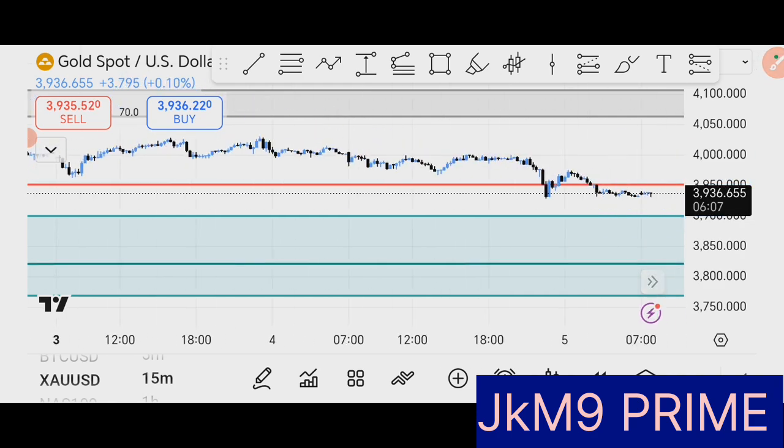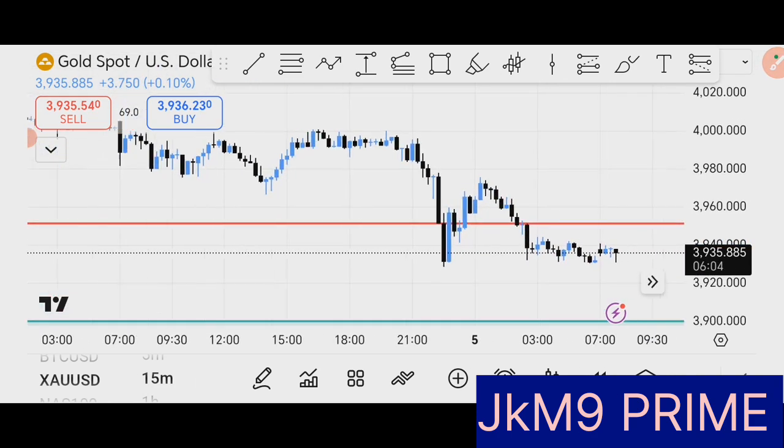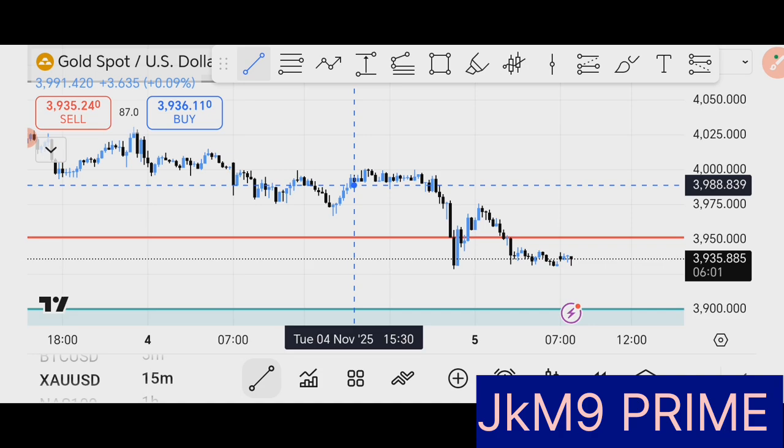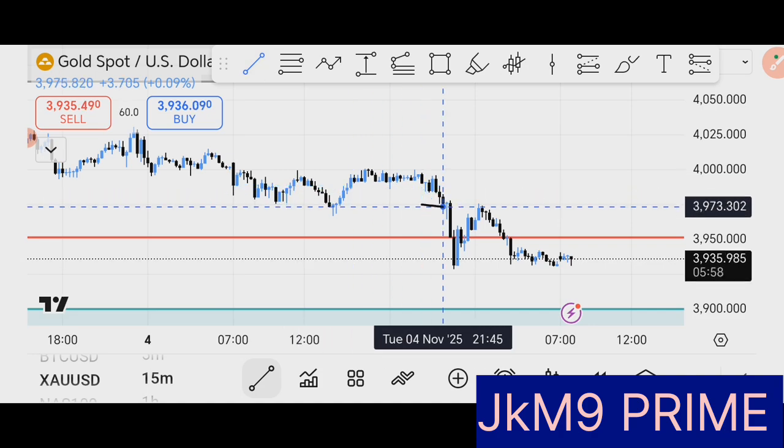On the 15 minutes, it is also forming a lower high, the last lower high.